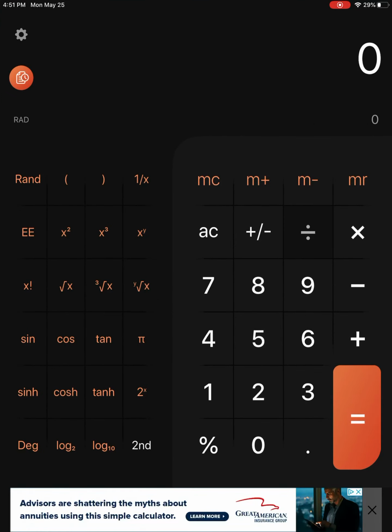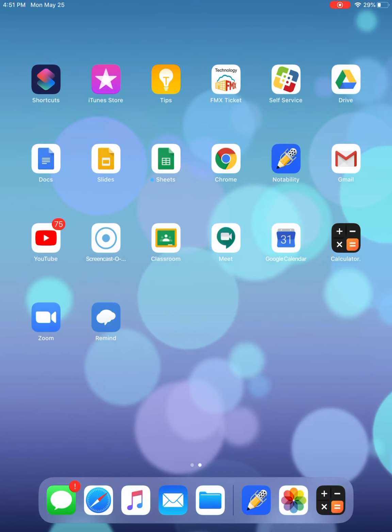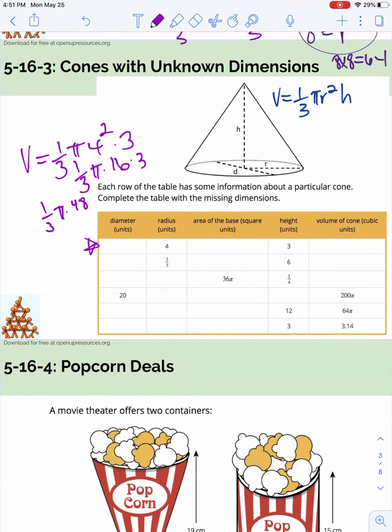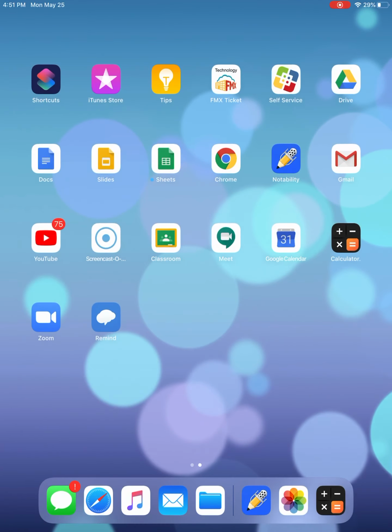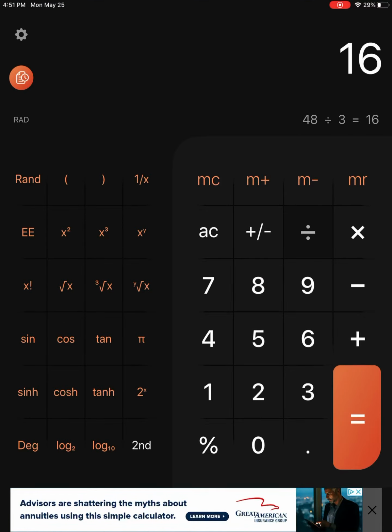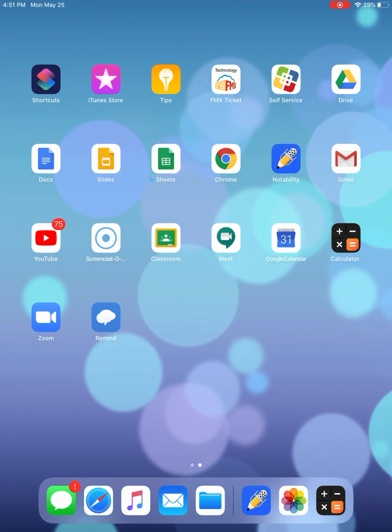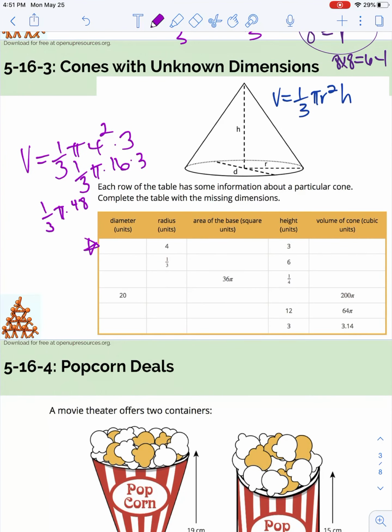So let's check, 16 times 3 is indeed 48. And then we're dividing it by, what are we dividing it by? 3? Oh, 3. 16. Okay. I feel like I should have known that. Anyways, so that is 16. That's your volume. Pi. Like that.